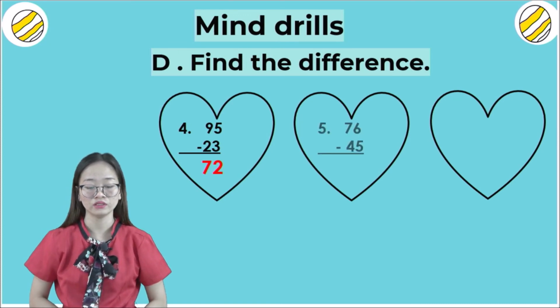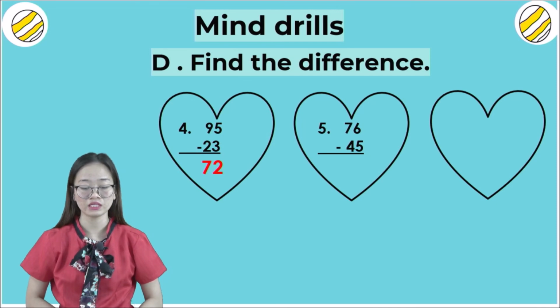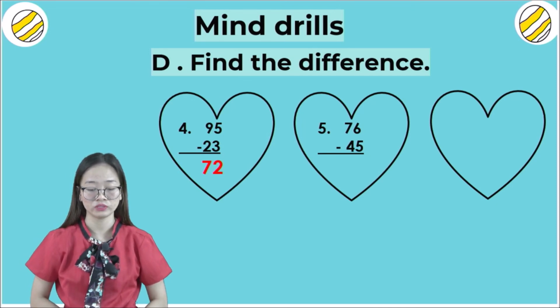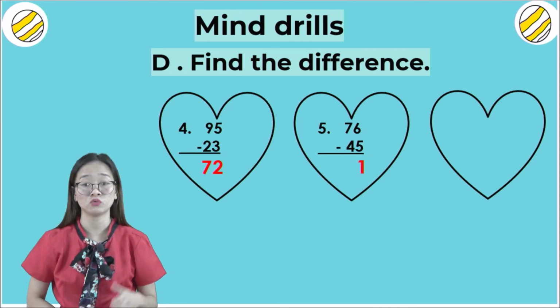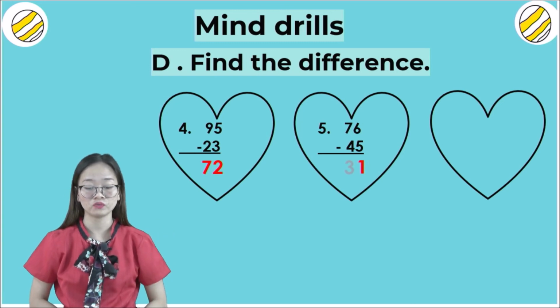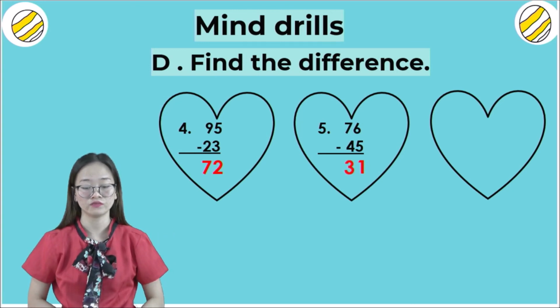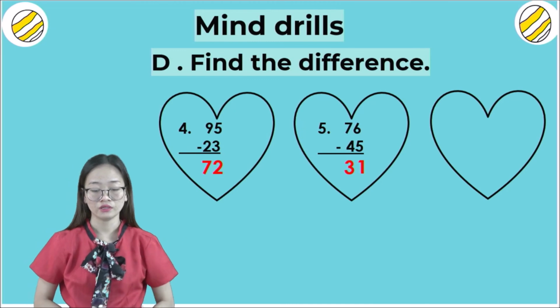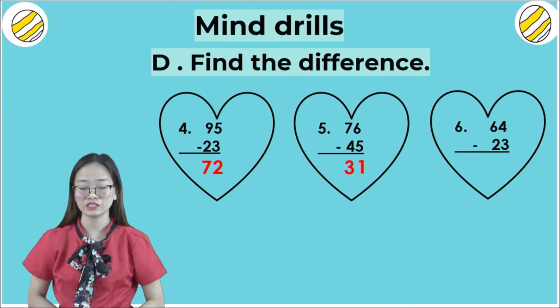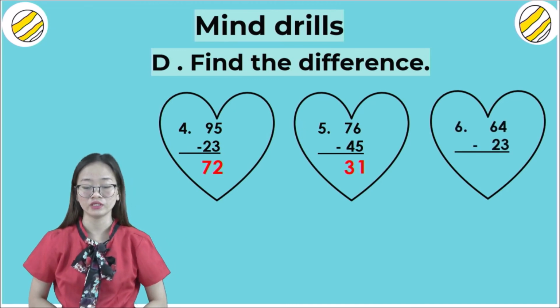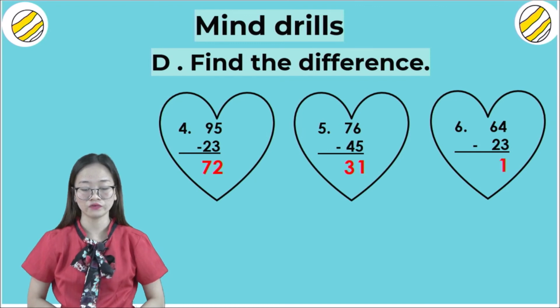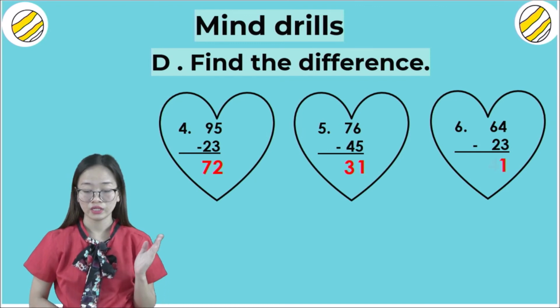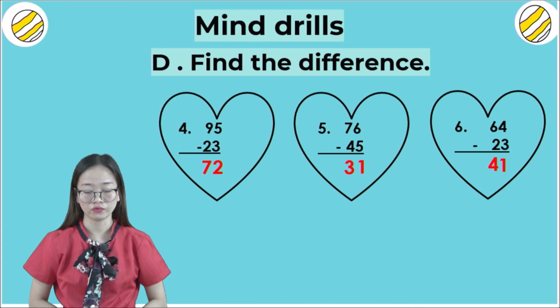Okay, next one. So, we have 76 minus 45. So, we start with the ones. 6 minus 5 is equal to 1, and 7 minus 4 is equal to 3. So, the answer for that is 31. Okay, next, number 6. 64 minus 23. So, start with the ones digit. 4 minus 3 is equal to 1, and 6 minus 2 is equal to 4. So, the answer for that is 41.